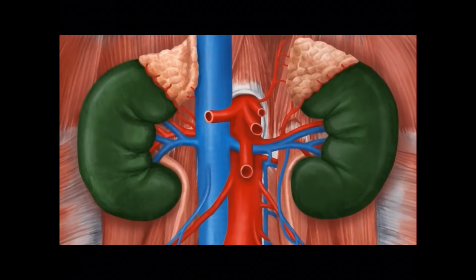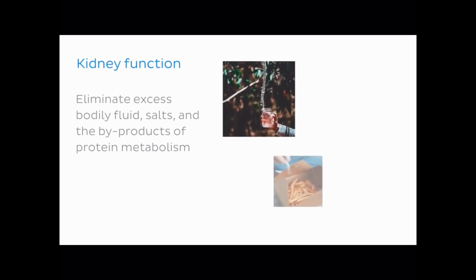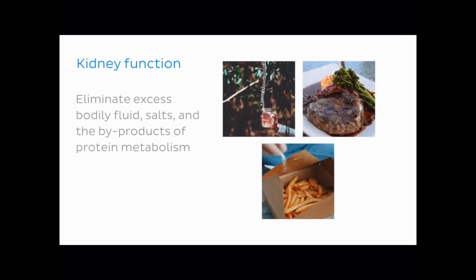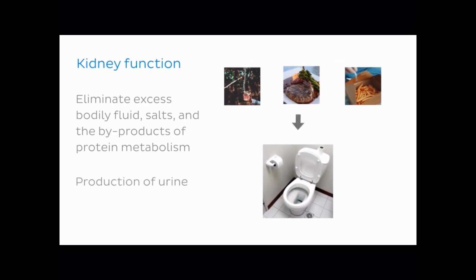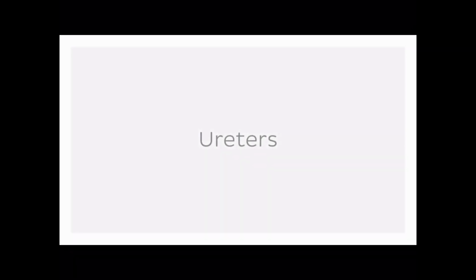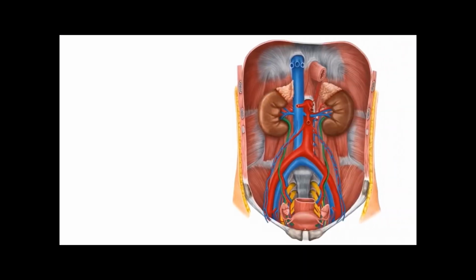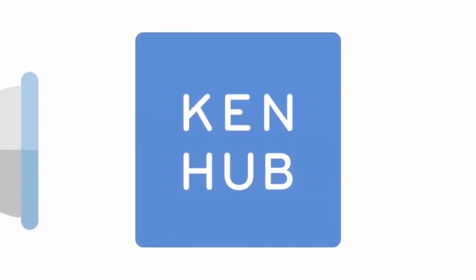Now that we looked at the anatomy of the kidneys, let's explore the function. The main function of the kidney is to eliminate excess bodily fluid, salts, and the byproducts of protein metabolism. This results in the production of urine that is transported out of the kidneys through the ureters, which happen to be the next structures that we're going to be talking about, the ureters. The ureters emerge from the kidneys posterior to the renal vessels. They are actually a continuation of the renal pelvis of the kidneys, which we just looked at in the renal hilum image.